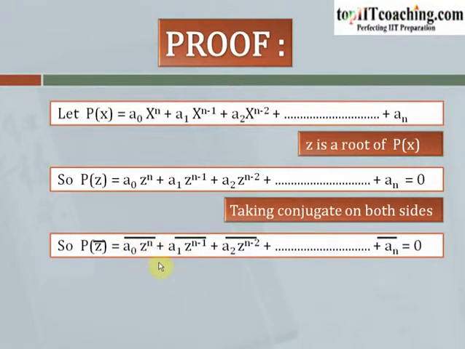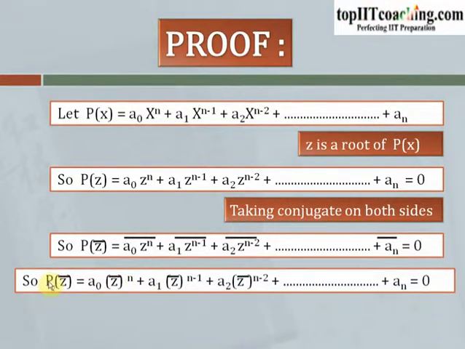to the power of n plus conjugate of a1 into z to the power of n minus 1 plus conjugate of a2 into z to the power of n minus 2 and so on up to the conjugate of an, and this should be equal to 0 because the conjugate of 0 is equal to 0. Now using the properties of conjugate which we have just seen, we can write this equation as P of z conjugate equal to a0 into z conjugate to the power of n plus a1 into z conjugate to the power of n minus 1 plus a2 into z conjugate to the power of n minus 2 and so on up to an equal to 0. As an is a real number, therefore its conjugate would be an.